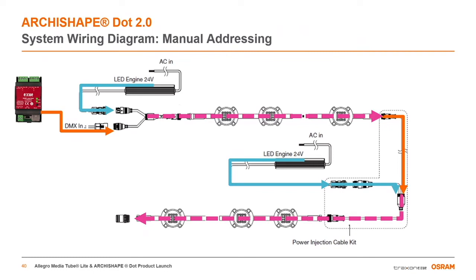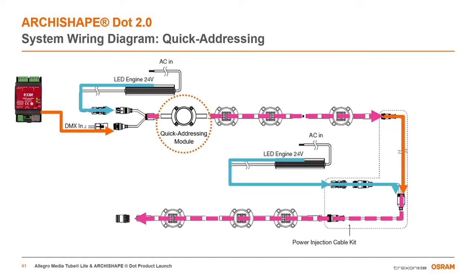Now, in this configuration, the ARCHISHAPE Dot must be addressed manually by a technician using a handheld addressing tool sold by Traxon. This method, while simple, does increase labor costs associated with the programming portion of the project. But with that said, we do have another solution. With the addition of a quick addressing or auto addressing module, the daisy chain can be easily and quickly addressed with the single click of a button. With this, however, it does require EQ controls.